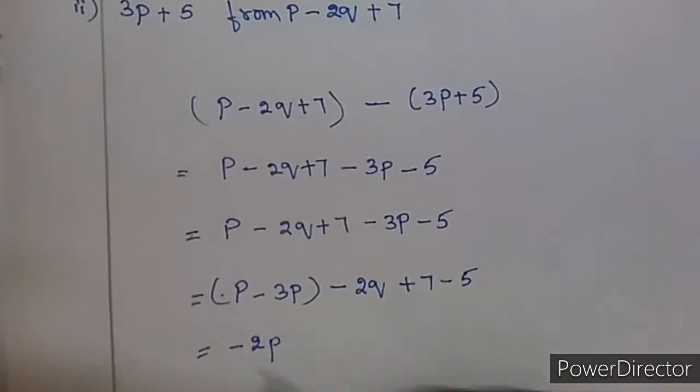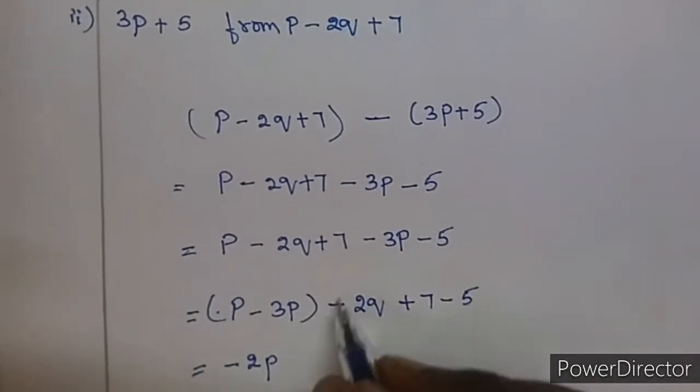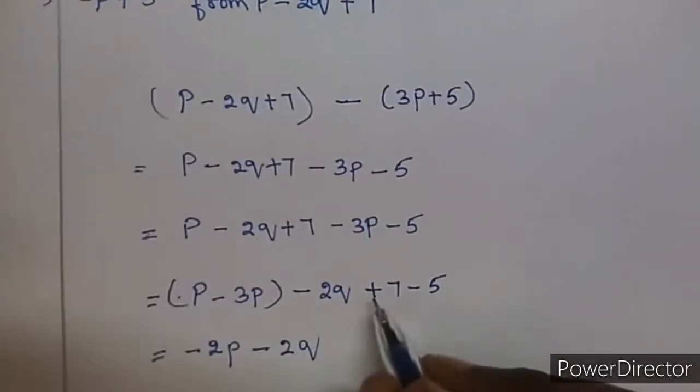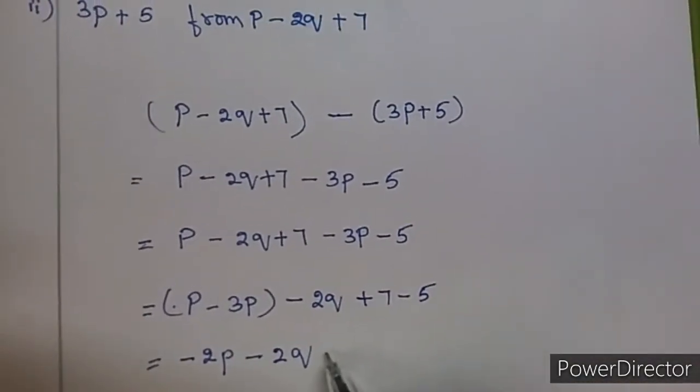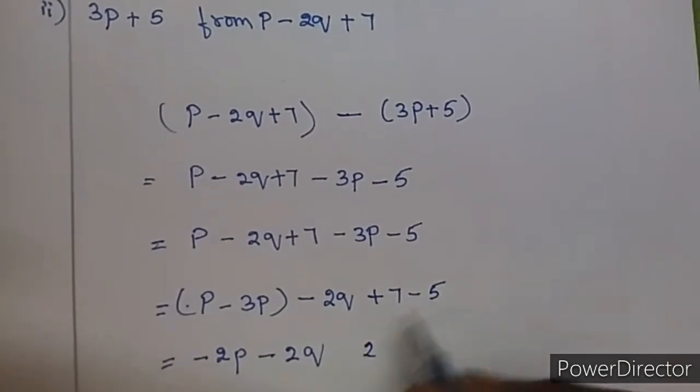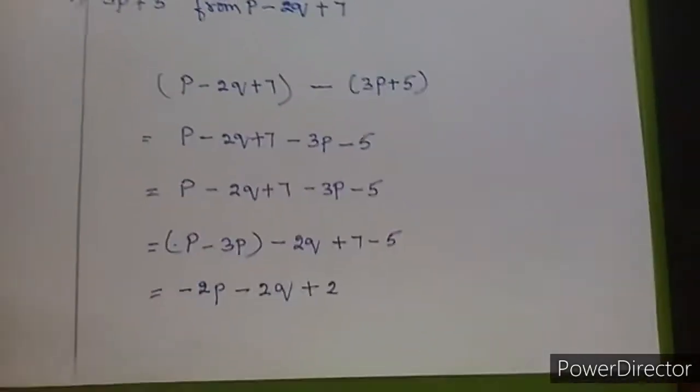Which number is greater? Minus. Now the next term is minus 2Q. Now join the coefficients. Plus into minus, minus we have to do. So 7 minus 5, 2. Which number is greater? Plus.